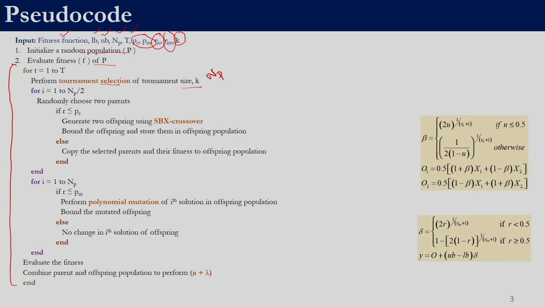So, based on this tournament selection we will select NP population members, right. Once we are done with that, in this for loop we will be implementing the crossover operator. So, since there are NP solutions and we require 2 members per crossover, the number of crossovers would be 1 to NP by 2, right. So, again because of this criteria, NP has to be an even number. So, in this case we will randomly choose 2 parents, we will generate a random number. If that is less than equal to crossover probability, we will perform crossover, else we will directly copy the selected parents and their fitness to offspring population.